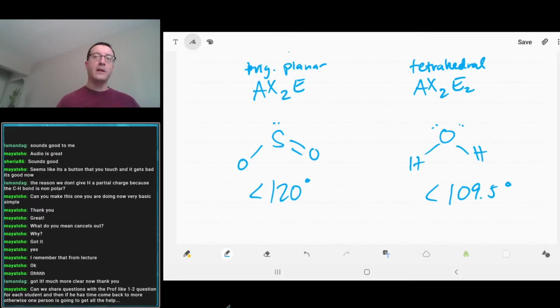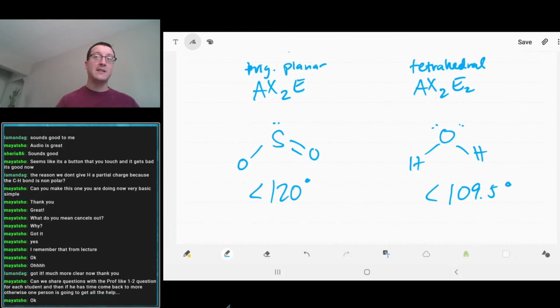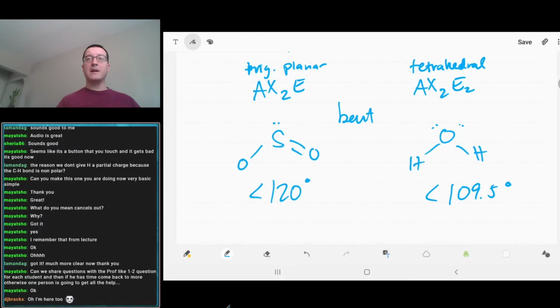So this is really the only time you would really consider electron geometry, is for bond angles. These are technically both bent, but because they come from different electron geometries.